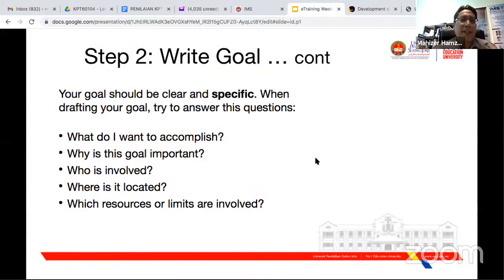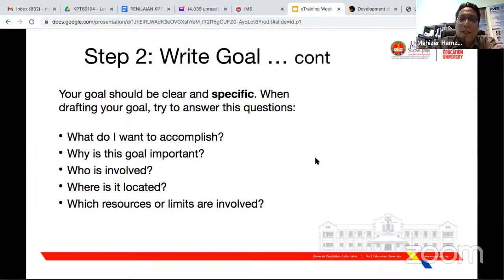Okay, specific. Your goal should be clear and specific when drafting it. What do I want to accomplish? This is the question we can answer for the specific part. Why is the goal important? It depends.